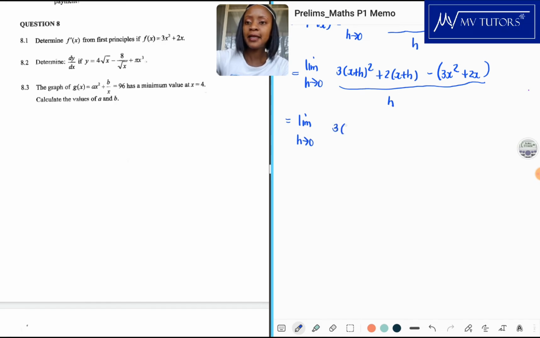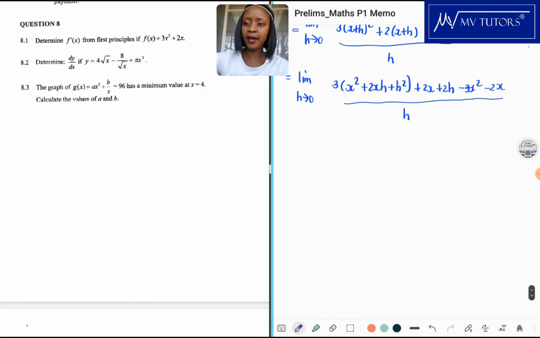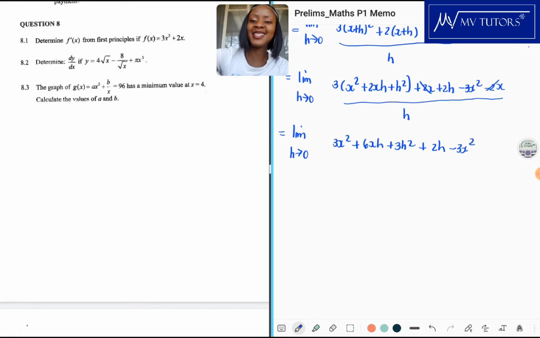So the limit as h tends to 0. If we multiply that out, we'll get x squared plus 2xh plus h squared, and 2x plus 2h, minus 3x squared minus 2x, all over h. Then multiplying out, we have 3x squared plus 6xh plus 3h squared. We can cancel out the 2x and negative 2x, so we have plus 2h minus 3x squared, all over h.